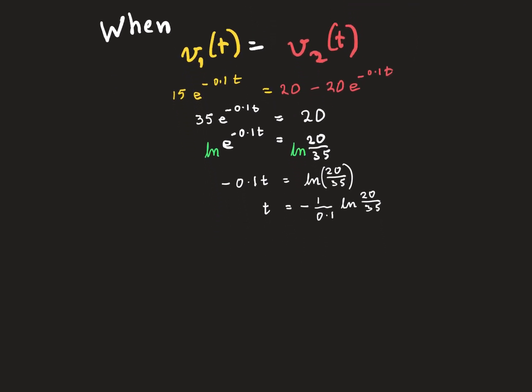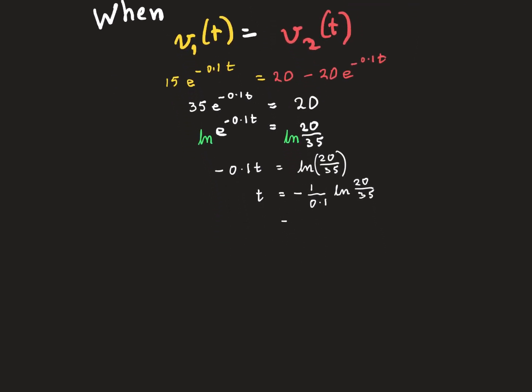And we can just work that out on our calculator, because 1 over 0.1 is 10, so 10 ln 20 over 35. In any case, that will work out to be, so time will be the same after 5.6 seconds. So after 5.6 seconds, the lion and the zebra are the closest.